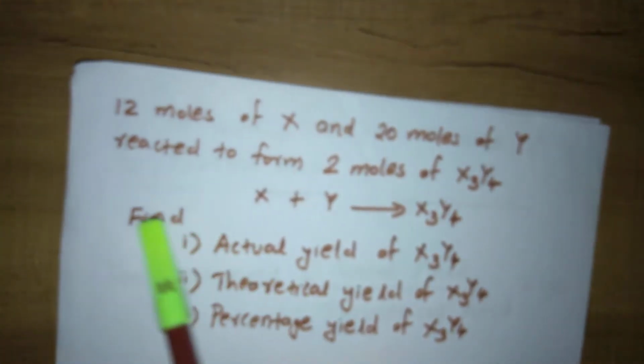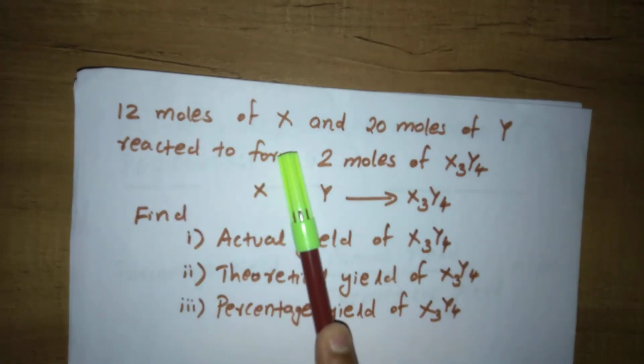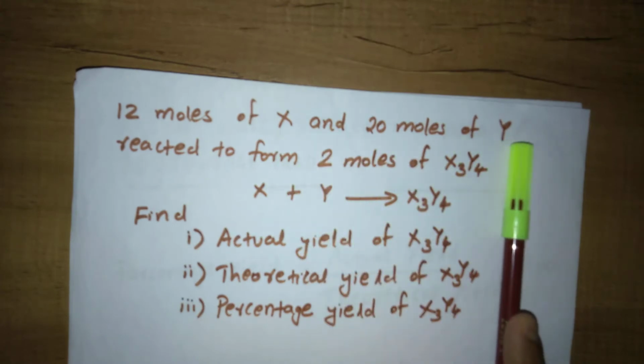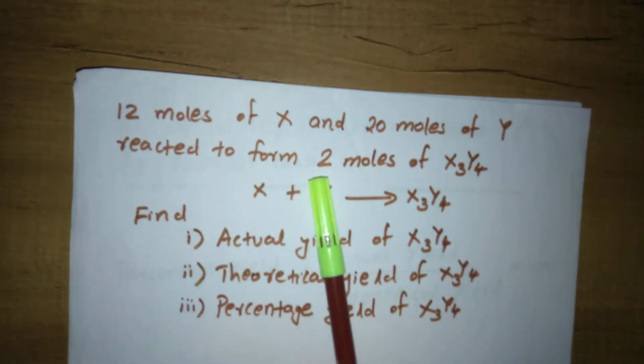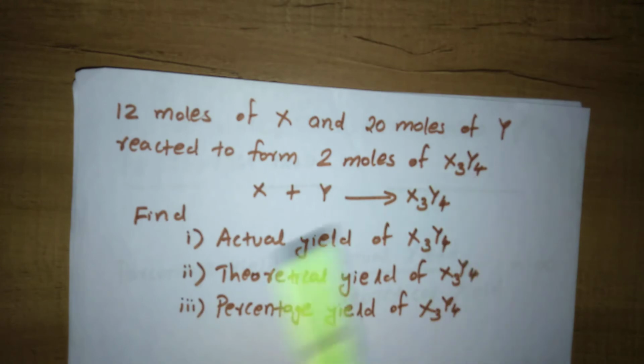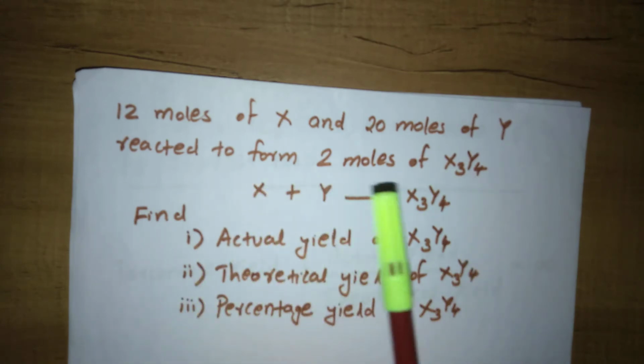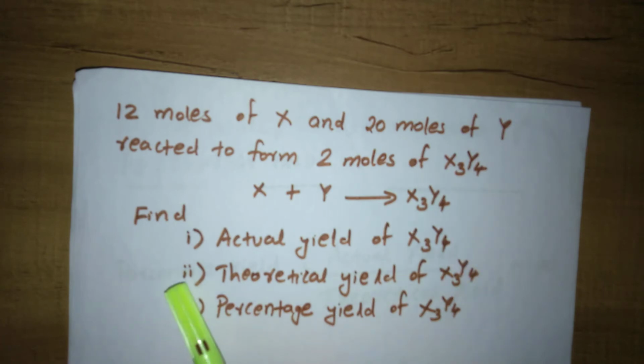The problem: 12 moles of X and 20 moles of Y reacted to form 2 moles of X3Y4. The chemical reaction given is X plus Y gives X3Y4. Find 1. the actual yield of the product X3Y4, 2. the theoretical yield of the product, and 3. the percentage yield of the product X3Y4.